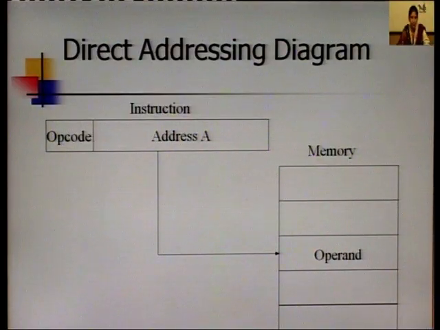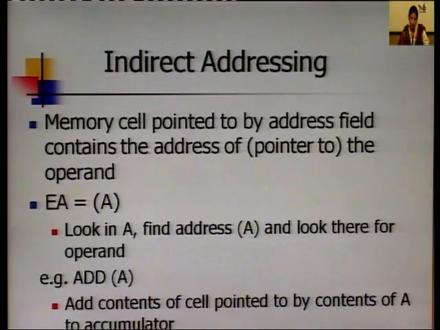So this is a diagrammatic view. In the immediate addressing mode, we have the operand itself stored in the instruction, but in this direct addressing mode, there is the opcode first, then in the second part there is no operand, there is the address of the operand. That operand is stored somewhere else in the memory. So the second part represents the address of the operand.